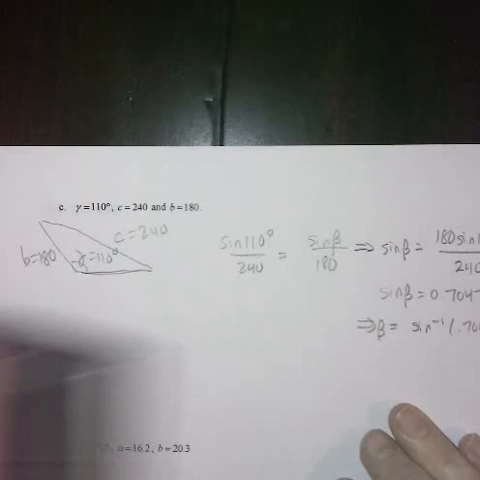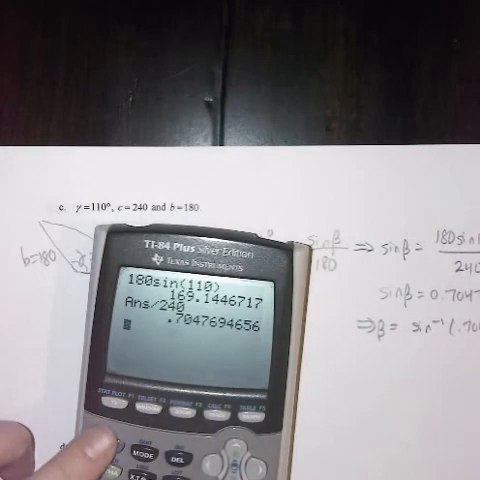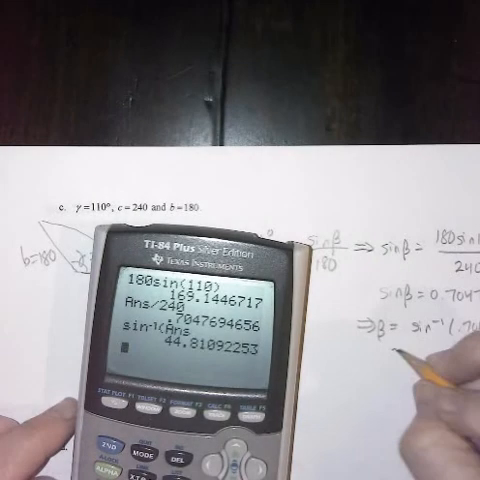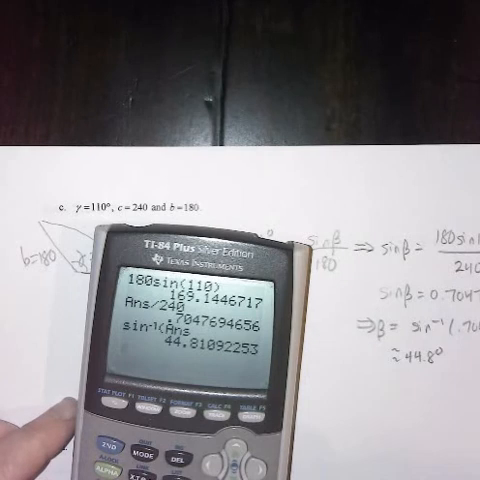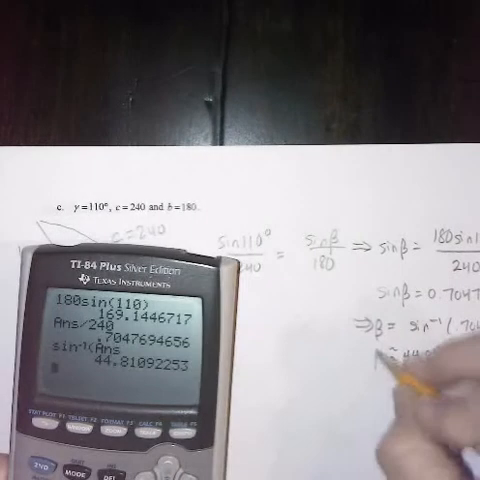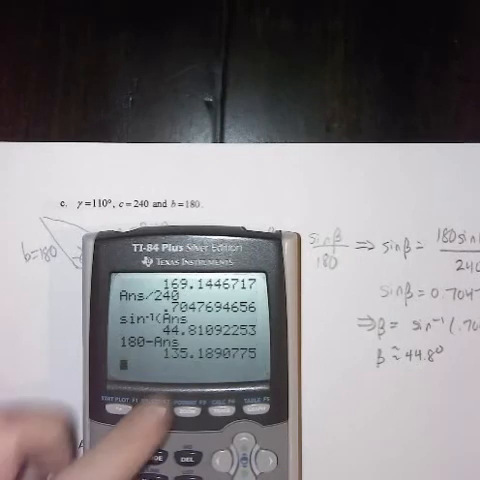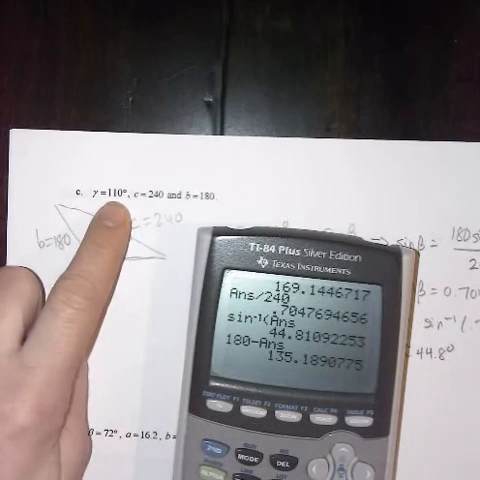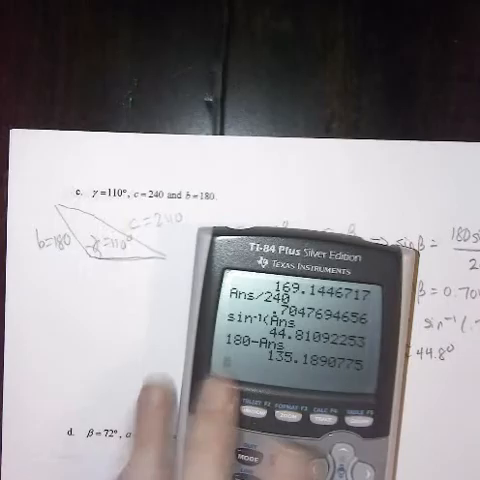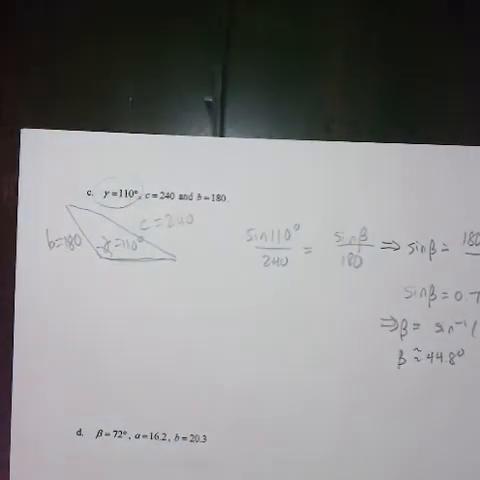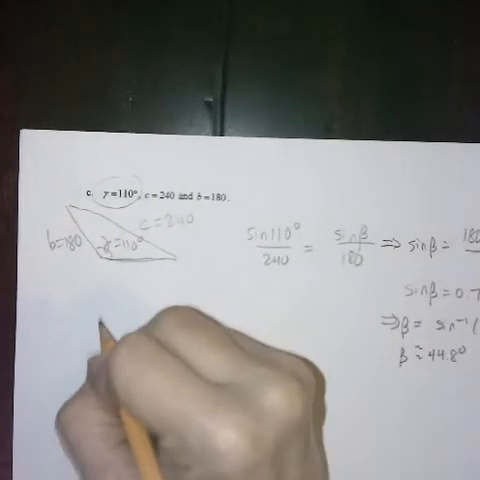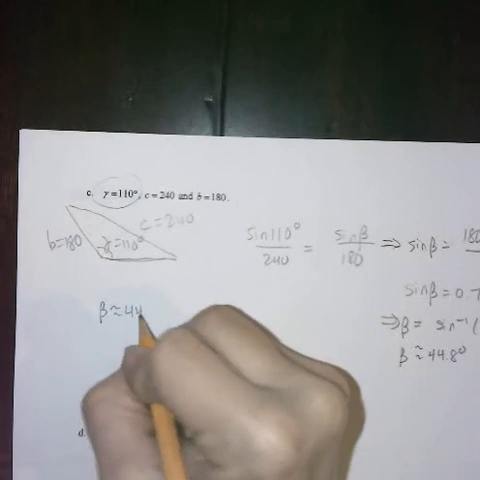And I'll just put that in my calculator. So that's approximately 44.8 degrees. And if you subtract that from 180, 135 degrees, that's way too large to fit in this triangle, right? So that's why there's not a second triangle. And again, if this is obtuse, then you don't even have to worry about this second case. Okay, so we have beta is approximately 44.8 degrees.